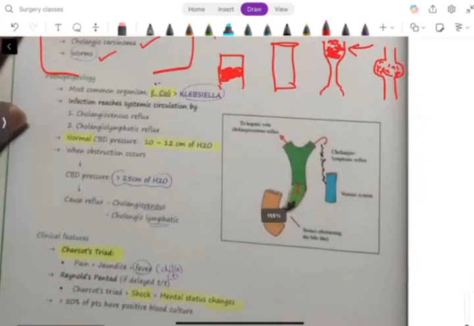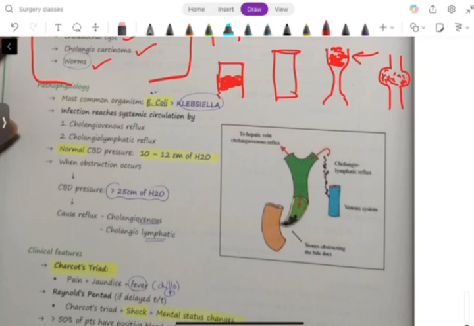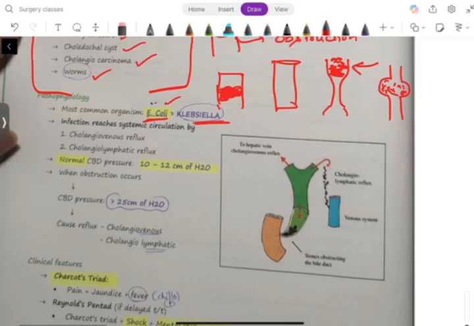So either way, that is the pathophysiology. What is the most common organism? That is E. coli, because E. coli is the most common gut bacteria. It is usually present normally. If it is present in the gut, it will not cause any harm. If it reaches somewhere else other than the gut, there will be imbalance and hence it will cause pathology. So E. coli is the most common organism. Other than that, it is Klebsiella.